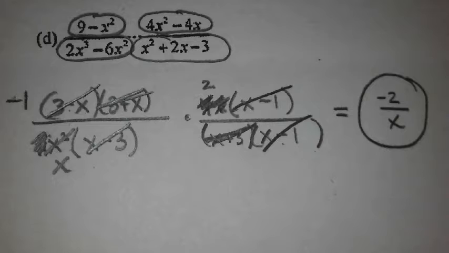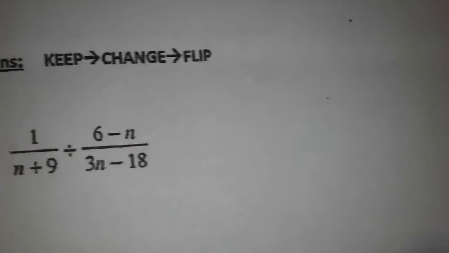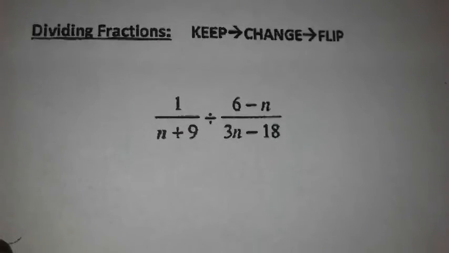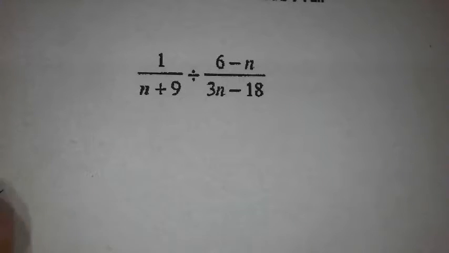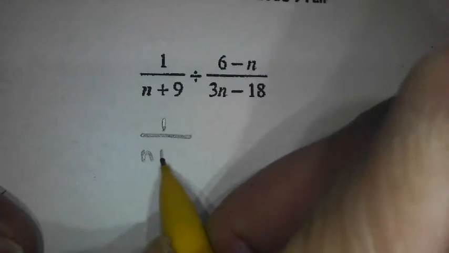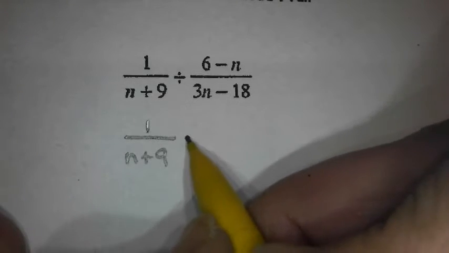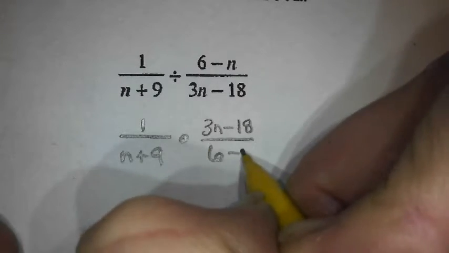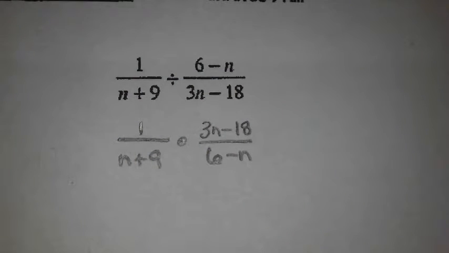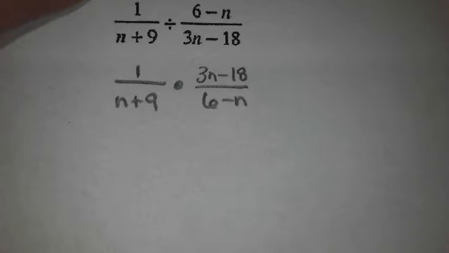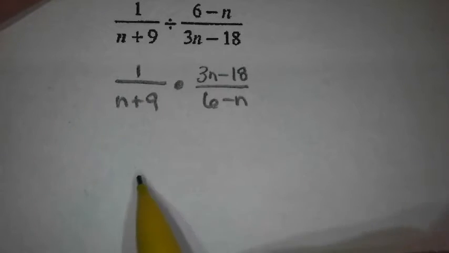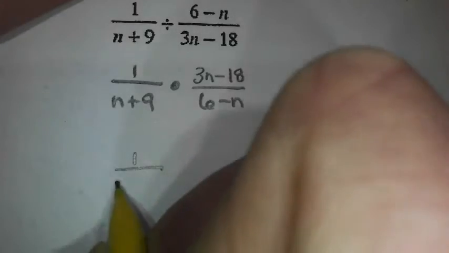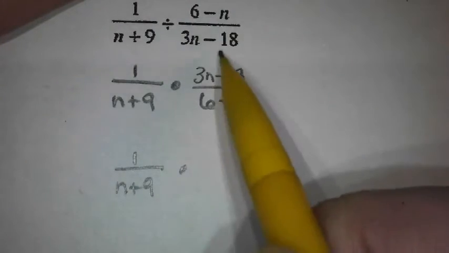Okay? All right, so now we jump to the bottom where we divide our fractions. I remind you of keep, change, flip. So maybe we do that first. 1 over n plus 9, there's our keep. Division to multiplication, there's our change. And then flip makes 3n minus 18 over 6 minus n. So it's just one additional step. And then it's the same as any multiplication problem where we have to jump into factoring. The 1 can't be factored, so I'm leaving that alone. N plus 9 can't be factored. I'm leaving that alone.